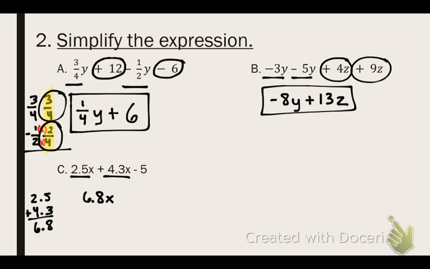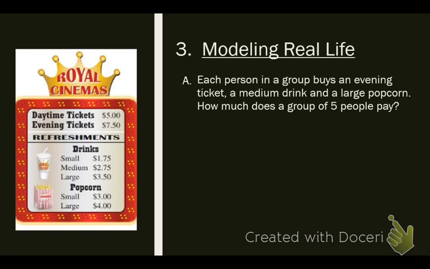Okay, what does plus negative 5 mean? Who always wins out of a plus negative 5? A negative. A negative, okay? So all you have to do here is just bring that down, minus 5. Can I combine those to turn this into a 1.8x? No. Why not? Because they're different families. They're in different families, okay? This is the x family and this is the constant family. So do not try to mix them together, okay? Great job. Thank you, Brody. All right, we've got a modeling real life problem here. Each person in a group buys an evening ticket, a medium drink, and a large popcorn. How much does a group of 5 people pay?